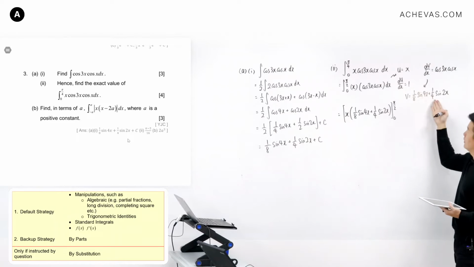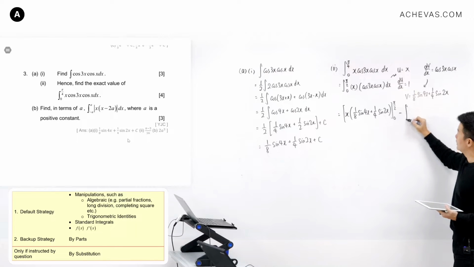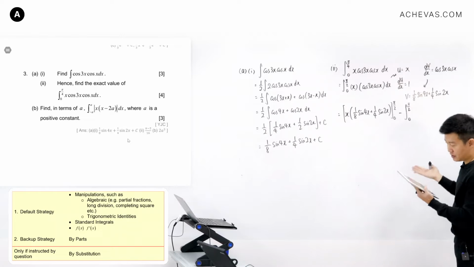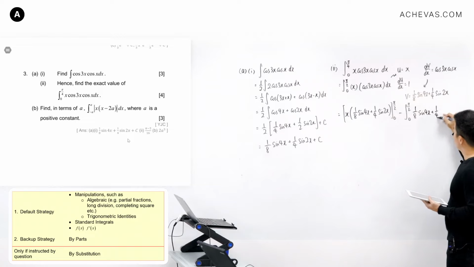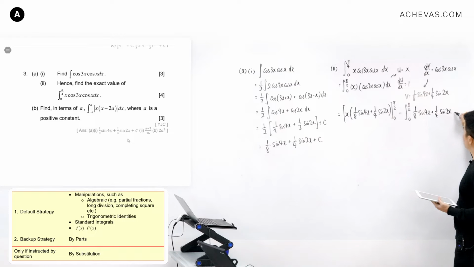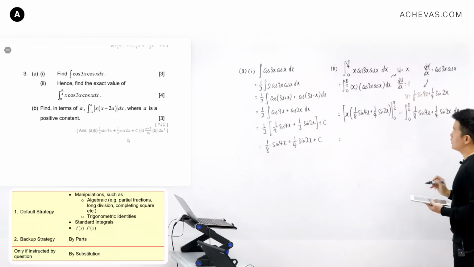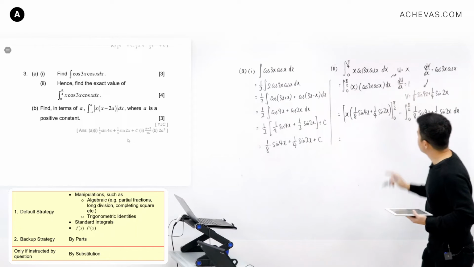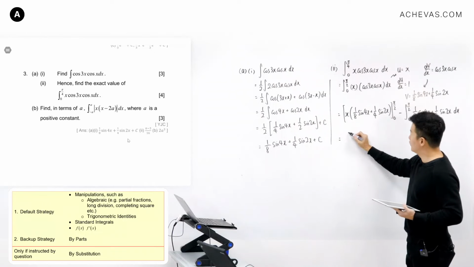Minus away the integration of v du dx. So minus away the integration from 0 to pi over 2 of this times this, which is actually just going to be this because this is 1. So I have a 1 over 8 sine 4x plus 1 over 4 sine 2x dx. This is equal to, if I were to put pi over 2 in, we will have a pi over 2.